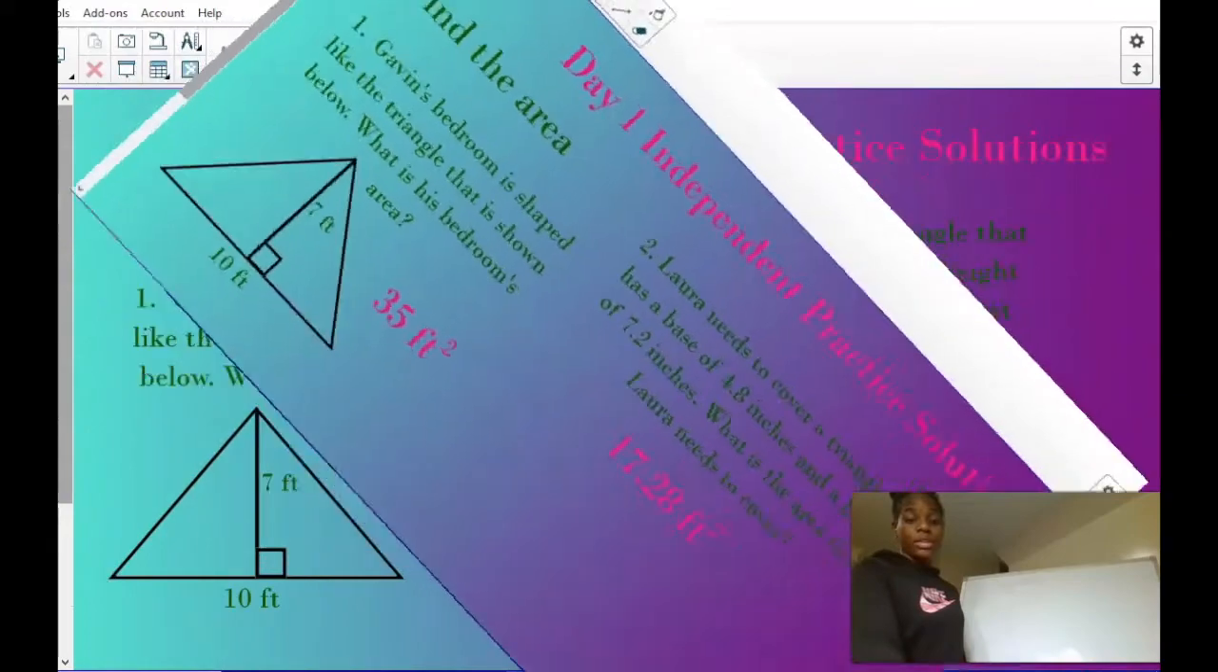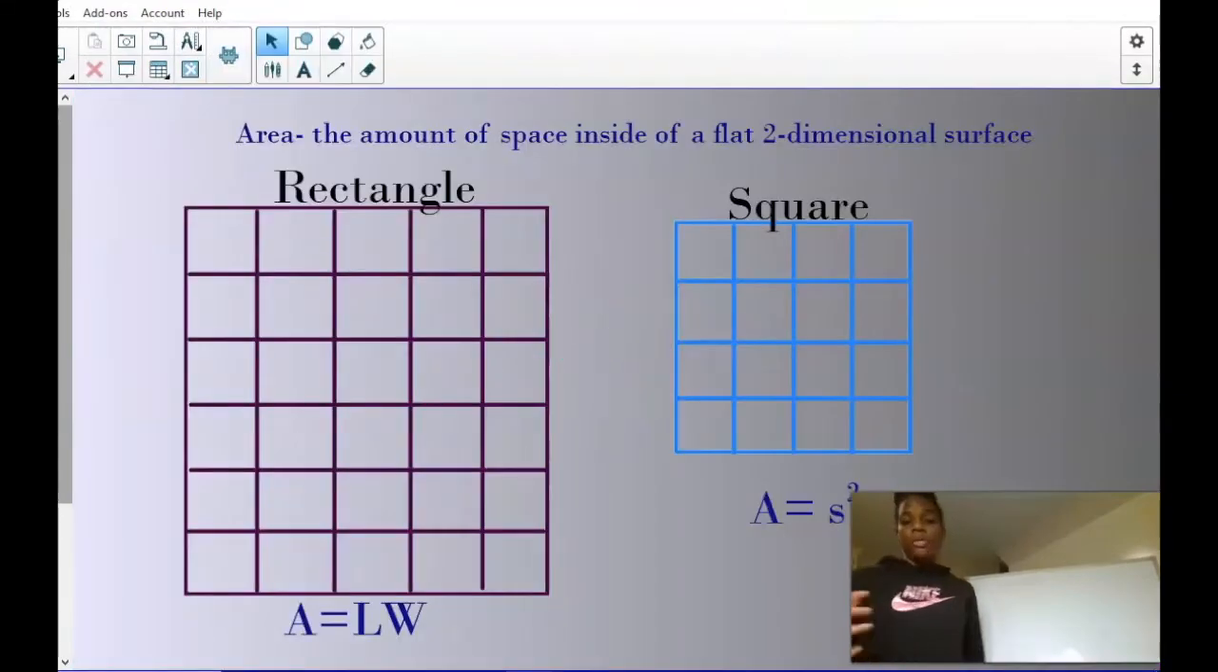Today we're focusing on rectangles. Notice if we have a rectangle and a square, you might say, well, a square is not a rectangle. Yes, a square is a rectangle. It is a special kind of rectangle. The difference between a square and the rectangle is that the square has 4 equal sides. All right. The rectangle has 2 sets of equal sides.